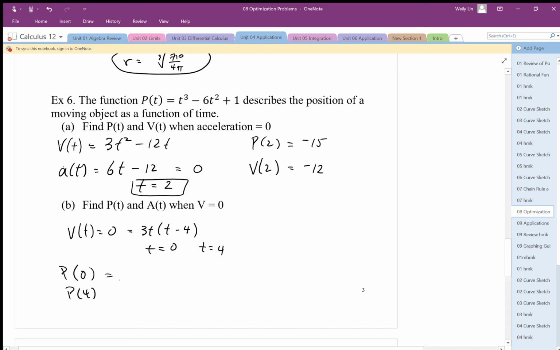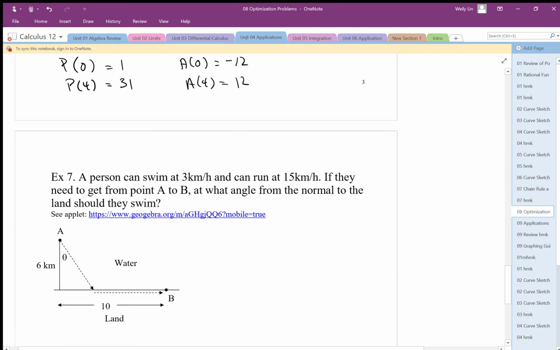P of 0 is equal to 1. The p of 4 is going to be, what's that going to be? 64 minus 6 times 16, which is 96. So 64 minus 96 is negative 32, plus 1 is negative 31. So the acceleration at 0, when I plug 0 into my acceleration formula, is negative 12 meters per second squared. And then acceleration at 4, I'm going to get positive 12 meters per second squared. Okay.